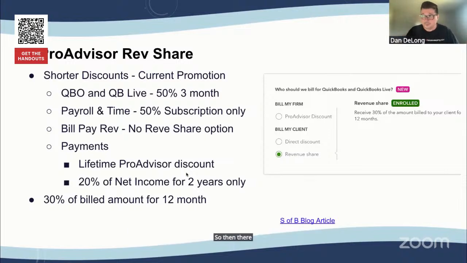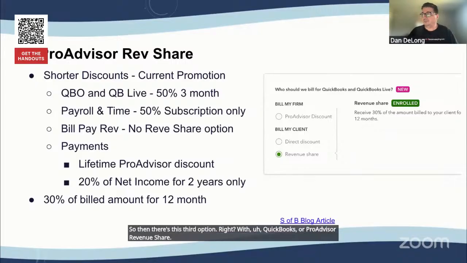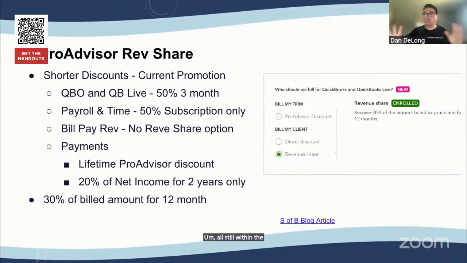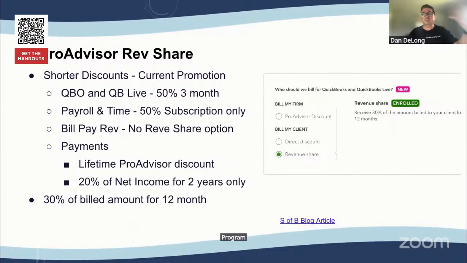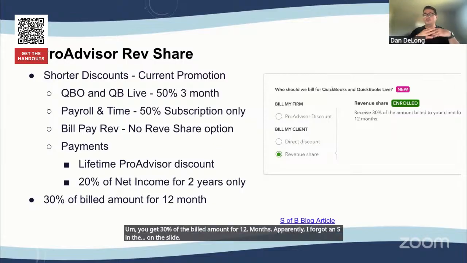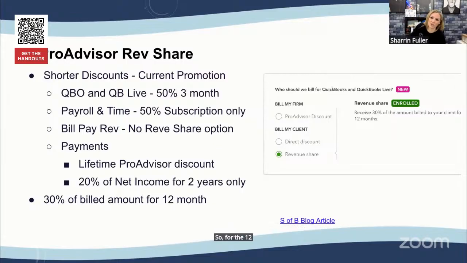So then there's this third option, right? The QuickBooks or ProAdvisor revenue share, all still within the QBOA portal. Once you apply for and put in your information for the revenue share program, you'll be able to choose this as an option. So the discounts are different, right? That's something to be aware of. You get 30% of the billed amount for 12 months. Apparently I forgot an S on the slide. So 12 month is fine. We're accountants, not grammar specialists.